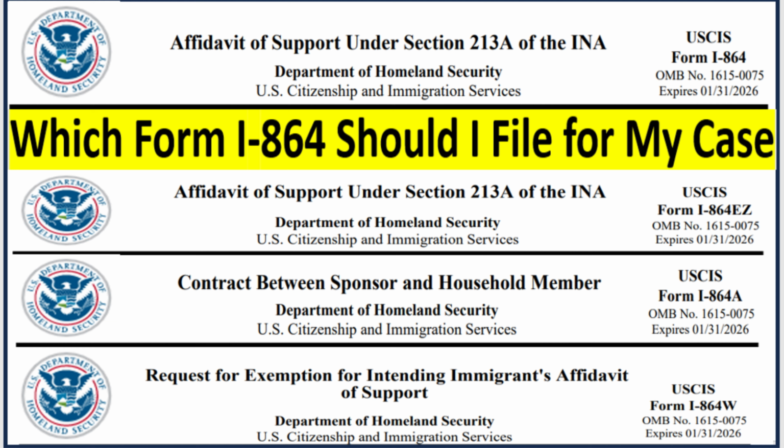We have four types of forms I-864. We have the regular form of I-864, we have I-864EZ, and form I-864A and I-864W.